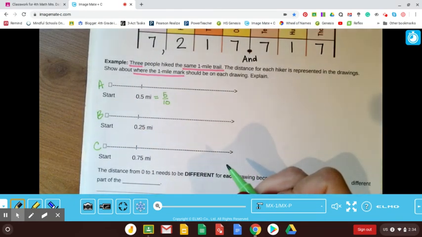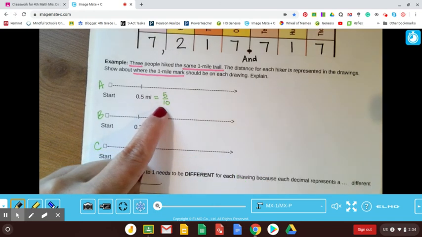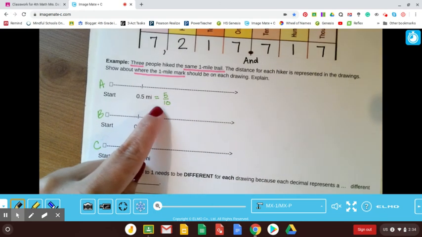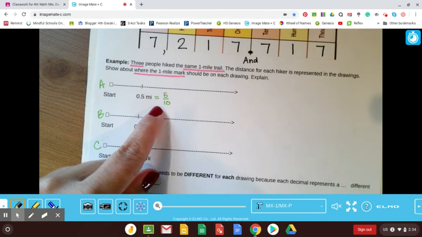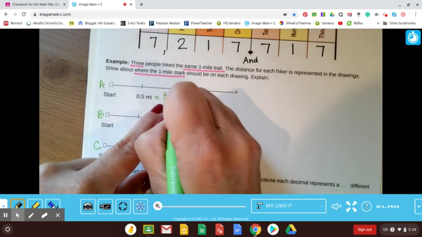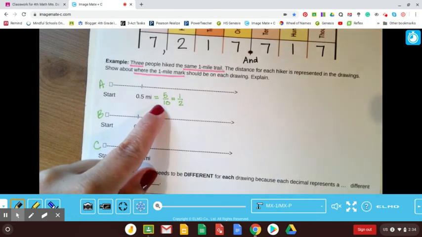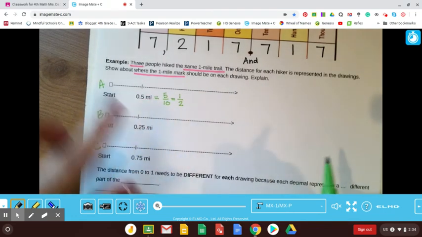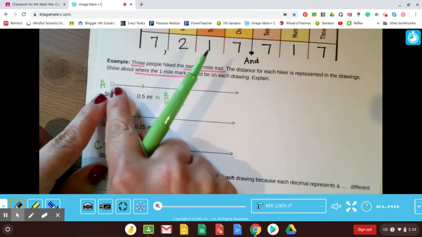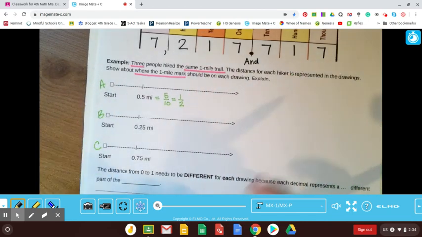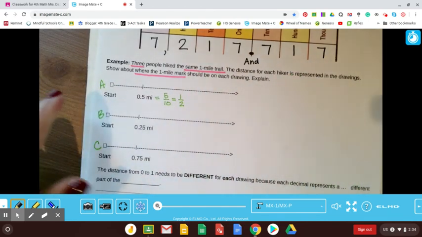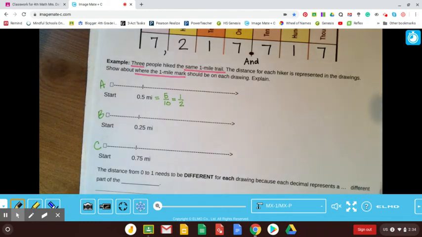All right. And what do I know about 5/10? Like if we're looking at 5/10, maybe you're thinking, oh, Mrs. Atkinson, that's equivalent to 1/2. And I would say, good thinking. All right. So now let's think about this. We want to know where that 1 mile mark should be. So pick out a new color for us.